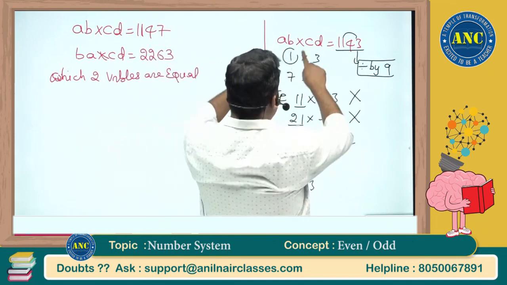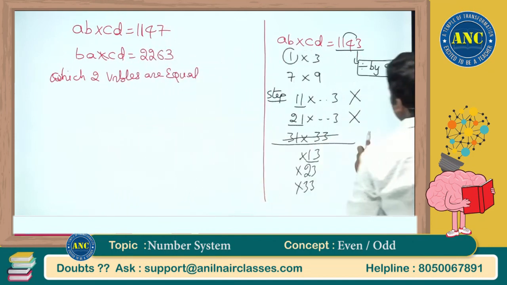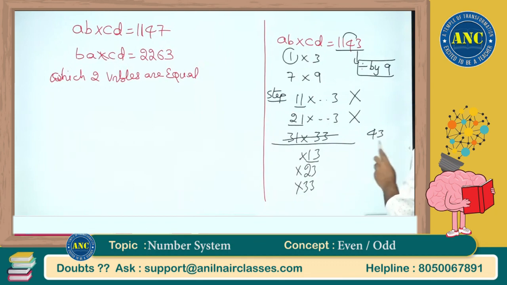Why? Because even if you take 43, this has to be either 11 or 21. It cannot be 31. Why? Because 40 into 30 is 1200. It is not divisible by 11. It is only divisible by 3 and 7. 7 it is not divisible. So 43 you cannot take.